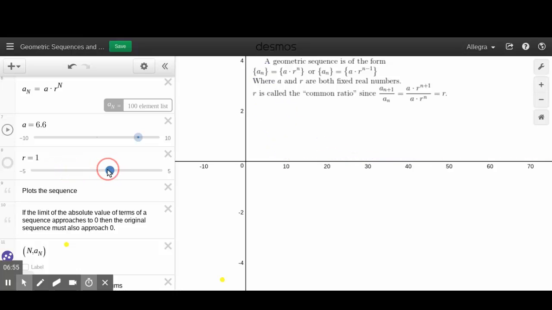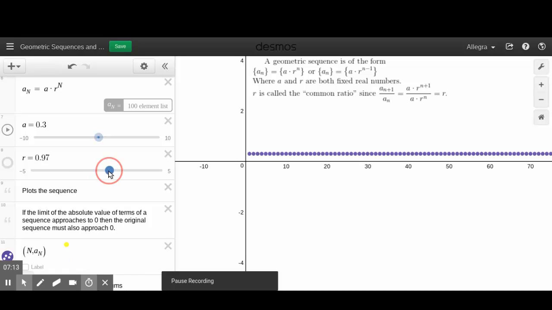We're talking about a times 1 to a power. Well, whatever a times 1 is, that's a, and so that's going to determine the value of this sequence. So when r is 1, I'm going to get back a times 1, or a. So what about -1?